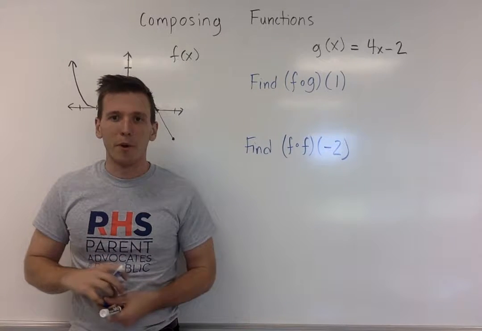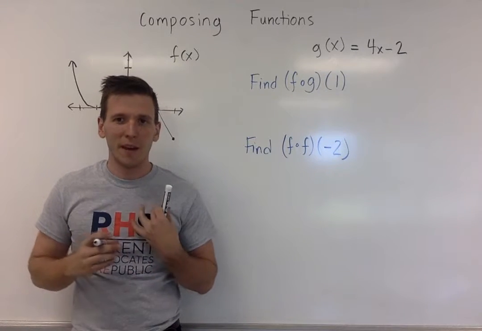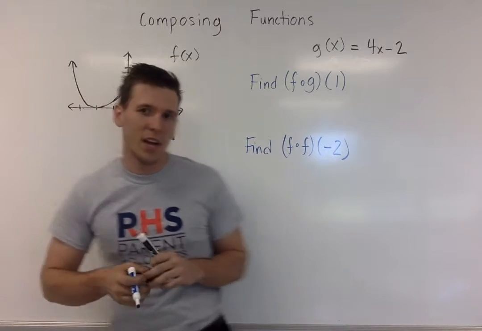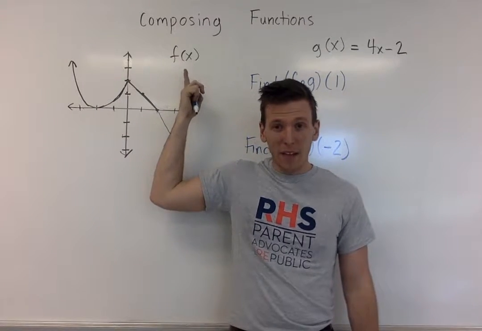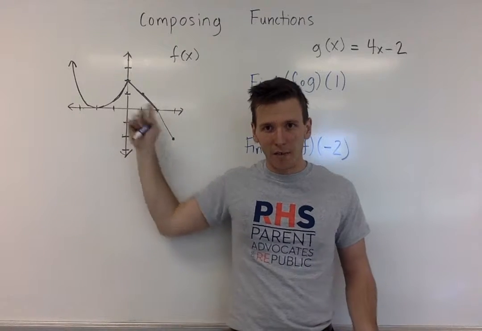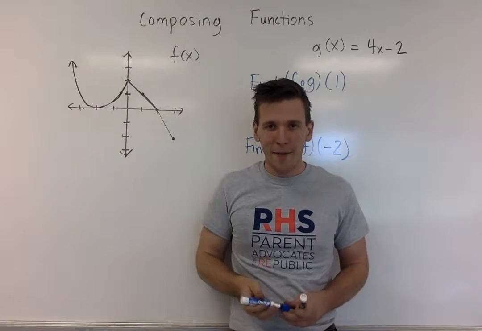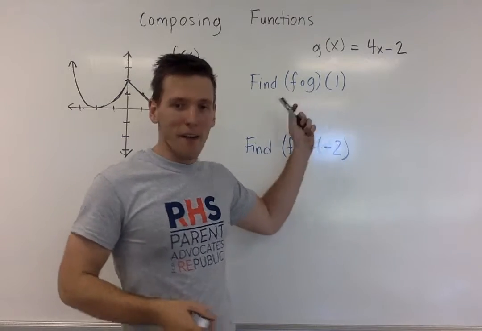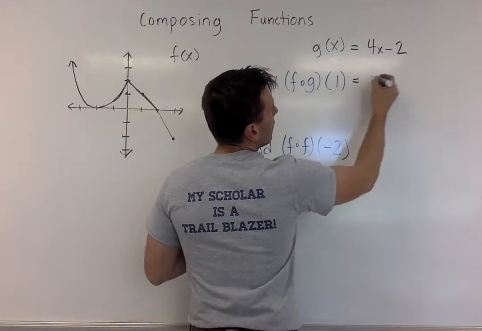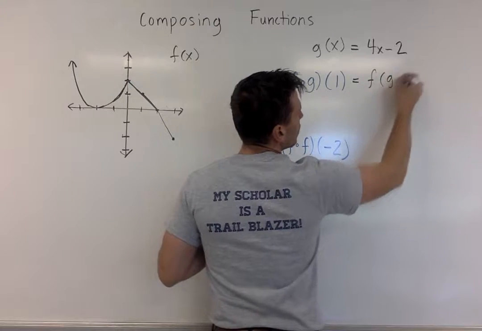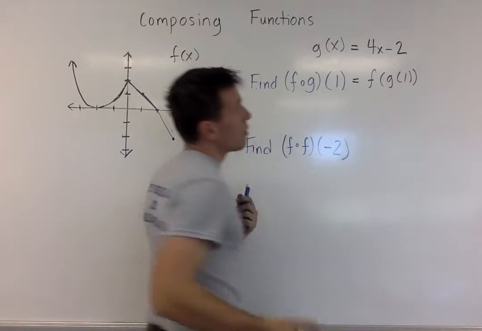We've already talked about how to compose functions, but we're going to take a moment and talk about how to evaluate a composite function if you don't even have the function's definition. So f of x here is not defined explicitly, it's defined only visually through this graph, which means that if I'm finding f of g of 1, I need to know what g of 1 is.